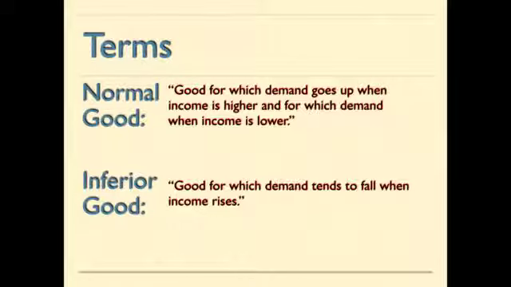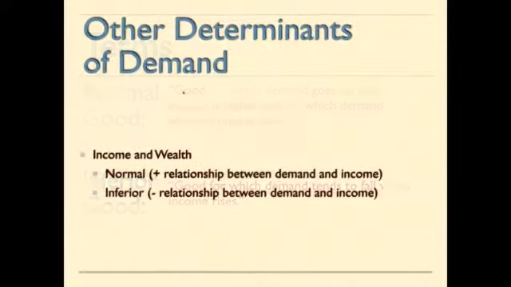An inferior good is the opposite of a normal good. It's a good for which demand tends to fall when income rises. The example I give for an inferior good is that ramen noodles could be considered an inferior good. I think many college students rely on ramen noodles as a staple of their diet. And once you graduate, start your career, see your income increasing, many students decrease the amount of ramen noodles that they purchase as their income goes up. So any good that you have the tendency to purchase less of when your income goes up is considered an inferior good.